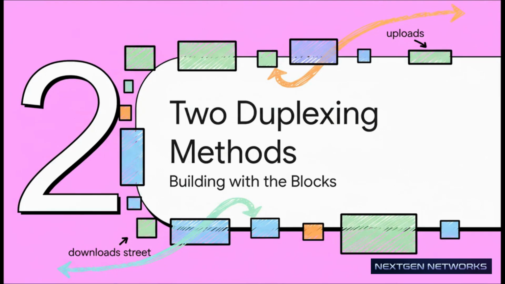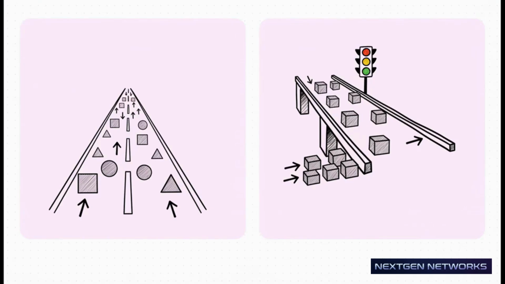Okay, so now we've got our building blocks, right? We have our slots, our subframes, and our resource blocks. Now we can start looking at the 2 totally different ways LTE can arrange these blocks to handle that two-way street of communication, all your downloads and all your uploads. And this slide just illustrates the 2 core philosophies perfectly.